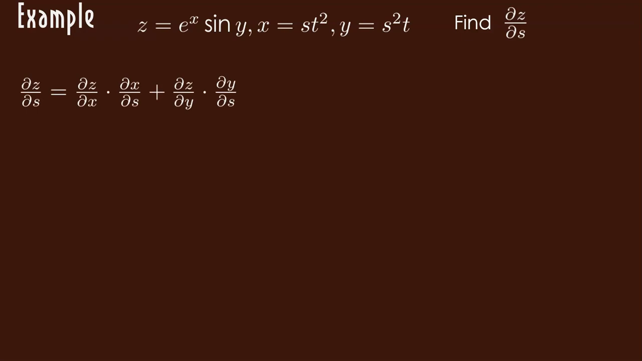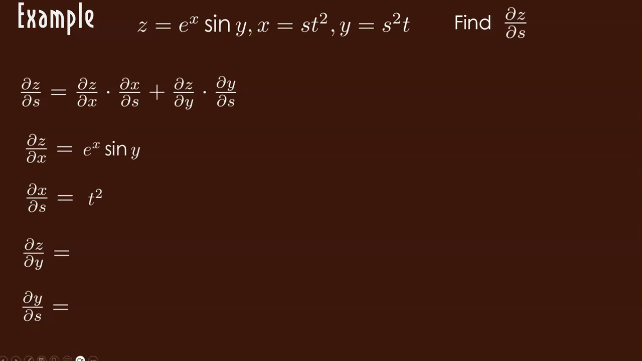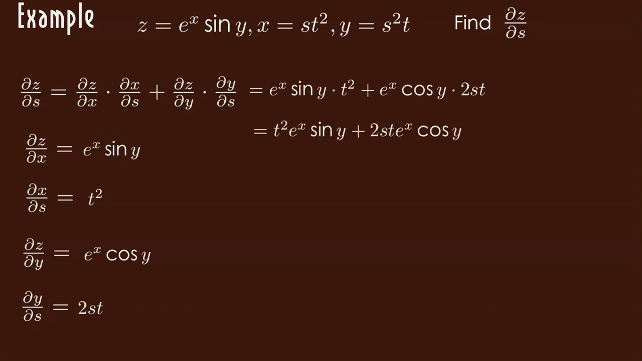So there's my equation, and these are the 4 things I need to find for this equation. Going through the list, I have the partial of z with respect to x. That's e to the x sine y. The partial of x with respect to s: x is equal to st squared, so that is t squared. The partial of z with respect to y is e to the x cosine y, and the partial of y with respect to s is 2st. So let's plug that into my formula and simplify. Not a whole lot of simplifying, mainly just move some of this stuff into the front.